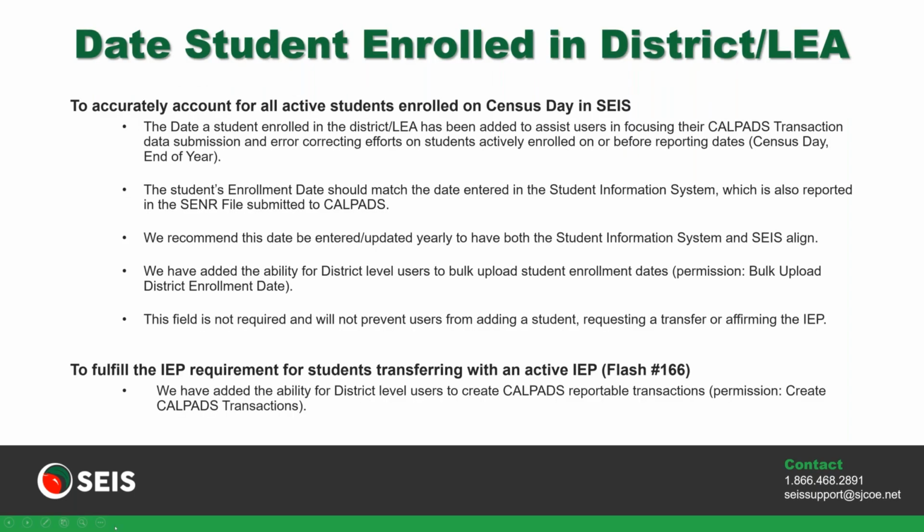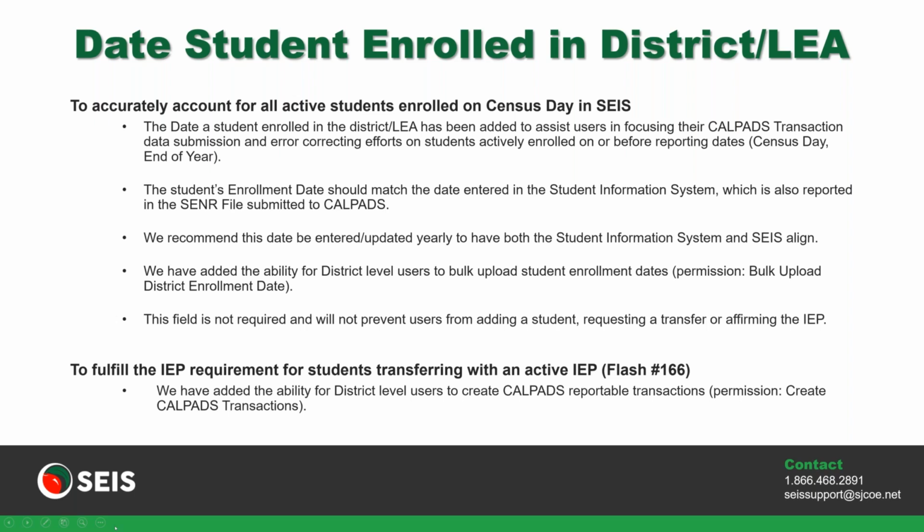So the reason for this change was for 2 things. One is to accurately account for all students enrolled on Census Day in SEISS, and to fulfill the IEP requirement for students that are transferring into the district, as we know that the last reportable transaction from the previous district needs to be reported in the new district. So we all found out on Census Day that there was no way to actually create a Census Day report in SEISS. There was no identifying field that allowed users to see which students were actually enrolled in the district within a specific time frame. So this is why we created the field, the date student enrolled in district LEA.